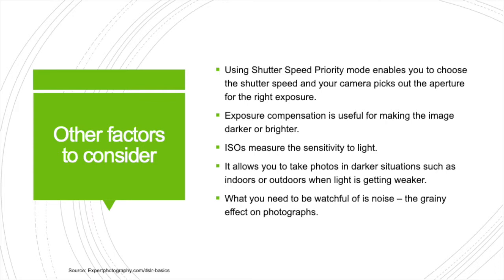Using shutter speed priority mode enables you to choose the shutter speed and your camera picks out the aperture for the right exposure. Exposure compensation is useful for making the image darker or brighter.